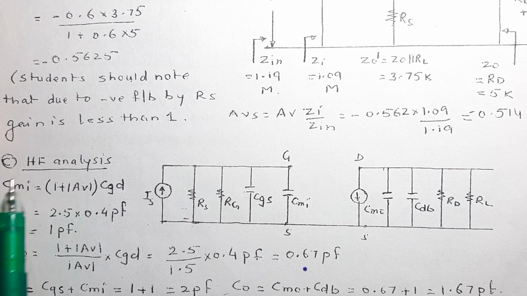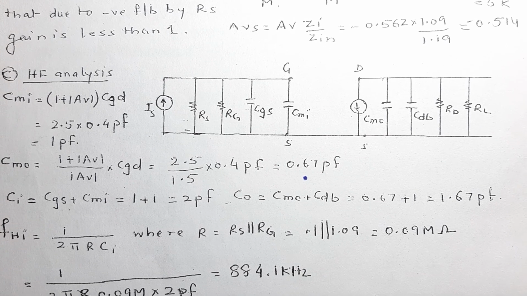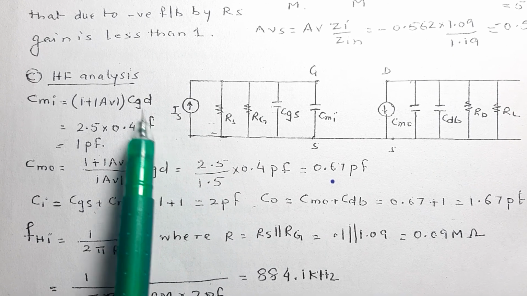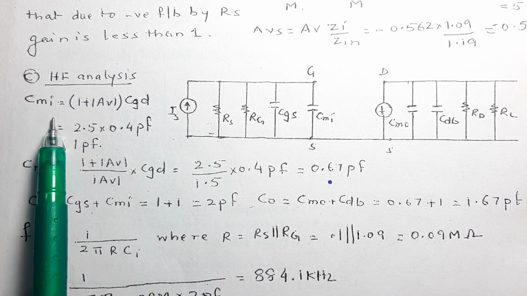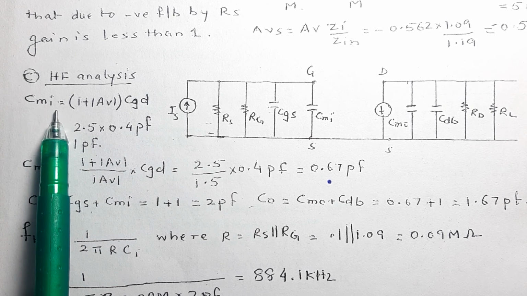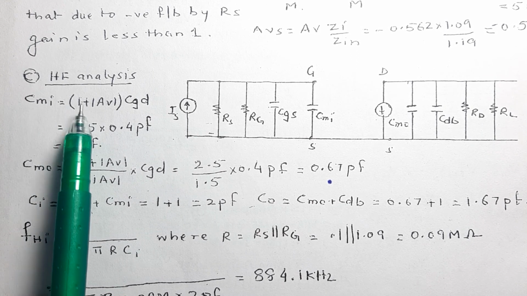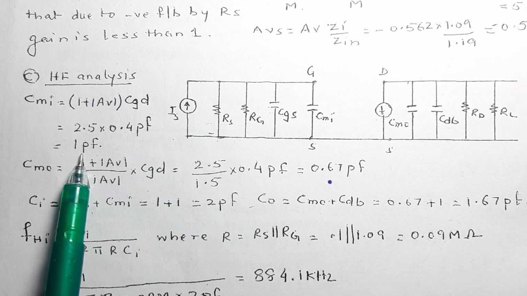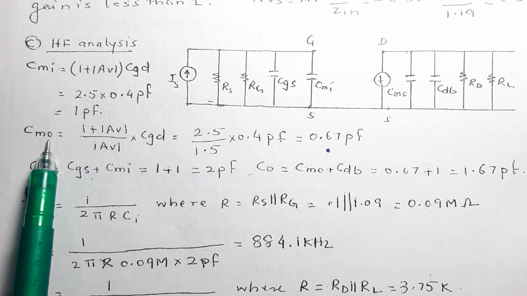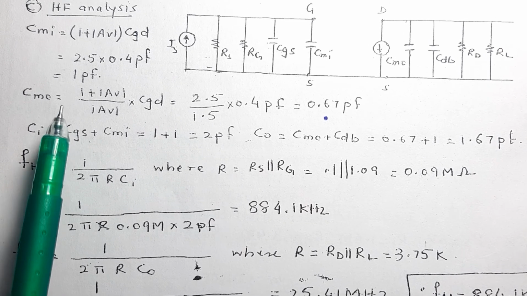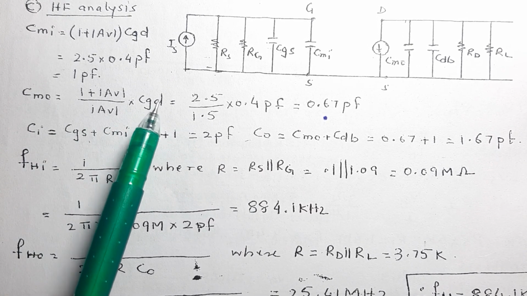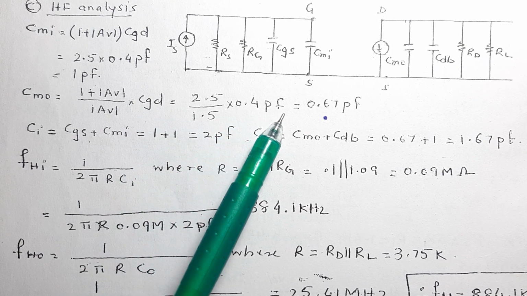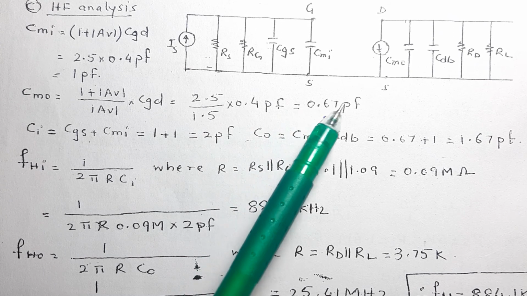The next thing we need to perform is your HF analysis. While performing your HF analysis, your capacitor CGD is broken up into two parts, one at input and one at output. The one at input is known as CMI, the formula being 1 plus mod AV into CGD, which is equal to 2.5 into 0.4 picofarad. It turns out to be 1 picofarad. CMO is calculated as 1 plus mod AV upon mod AV into CGD, which is equal to 2.5 upon 1.5 into 0.4 picofarad, which turns out to be 0.67 picofarad.